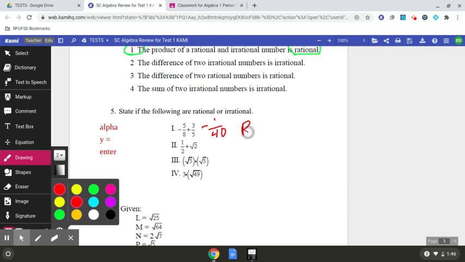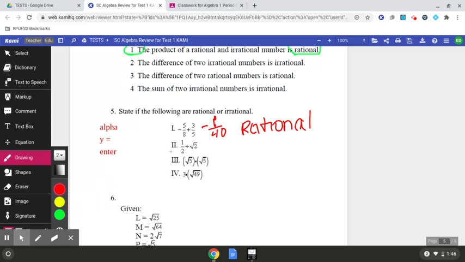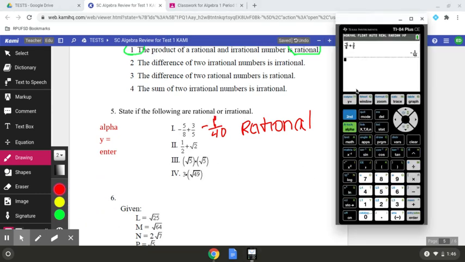Okay, and that's a rational answer. Remember, any fraction with 2 integers is rational. So that's a rational answer. Okay, number 2, 1/2 plus the square root of 2. So we're going to do alpha y equals, enter, and do 1/2 plus the square root of 2.